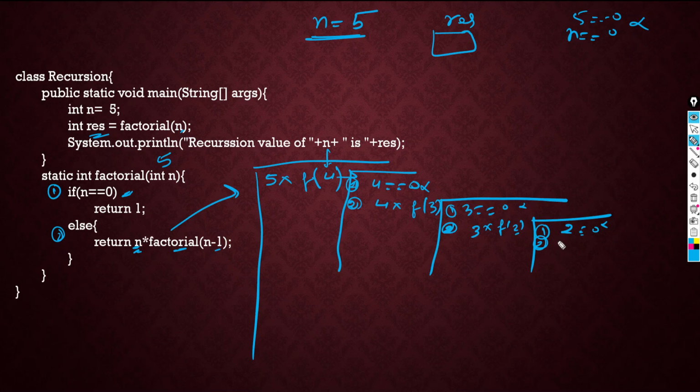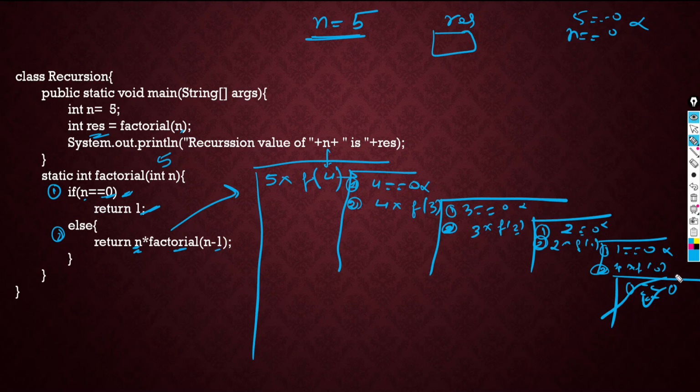Second point, 2 into fact of 1. For this particular task you have to take care: 1 is equal to 0? False. Second, what you need to check is 1 into fact of 0, and fact of 0 will be rectified as 0 is equal to 0. Yes, it is true. And if it is true, then it is going to return 1.